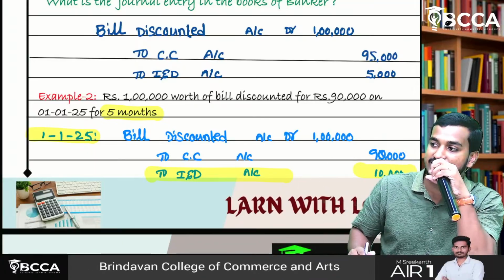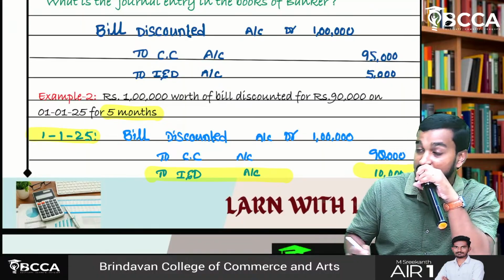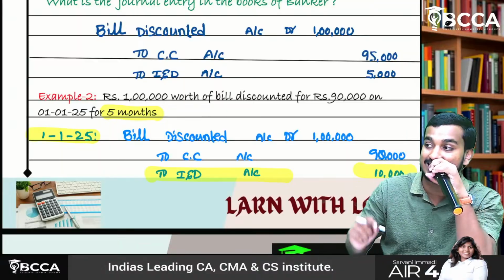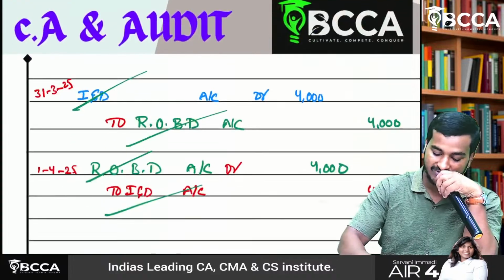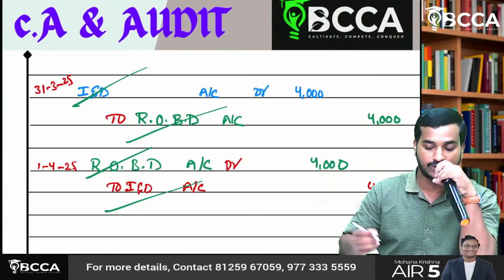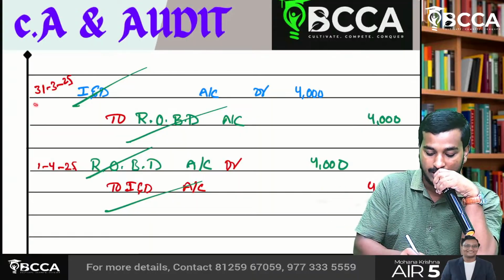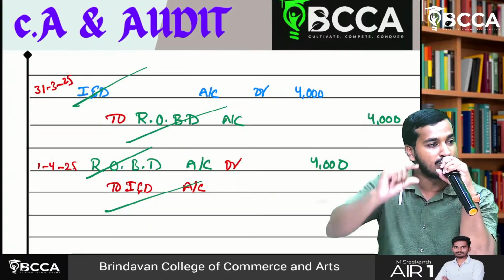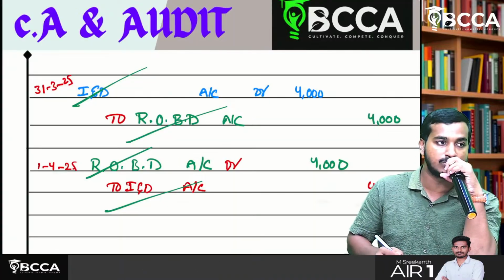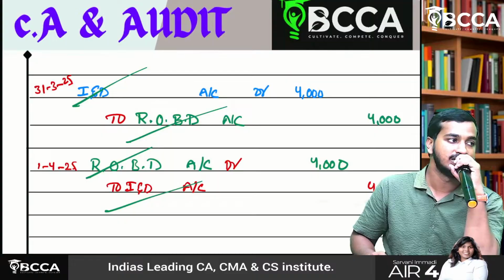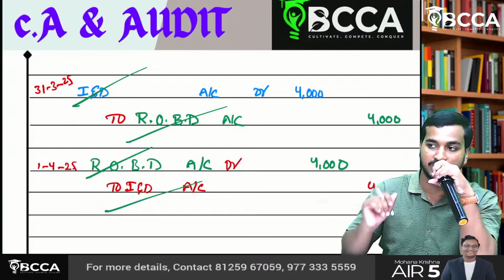Remaining 4,000 is called next year interest or unexpired interest. For unexpired interest, we have to create rebate on bill discounted. So what is the entry for it? Interest and discount account debit to rebate on bill discounted; that entry should be on the balance sheet date. On the next day we have to reverse the entry, that is, rebate on bill discounted account debit to interest and discount account. All these get cancelled. This is an adjustment entry, nothing more than that.